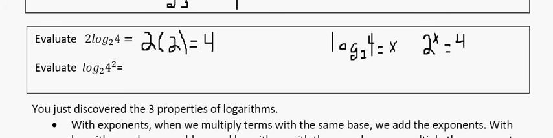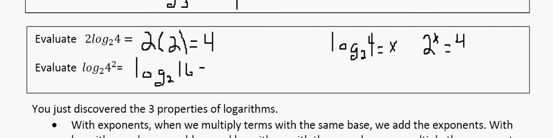Okay, now let's go ahead and evaluate the next expression. What we have here is log base 2 of 4 squared. So let's go ahead and replace 4 squared with its equivalent, which is 16.